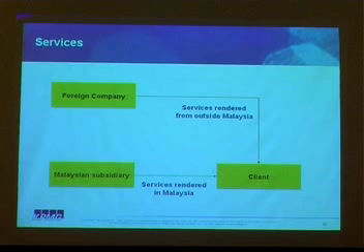Under this option, the payments made by the client to the foreign company will not be subject to Malaysian withholding tax because no services are rendered in Malaysia. But the Malaysian subsidiary, in respect of services rendered in Malaysia, will be taxed at the prevailing corporate tax rate.